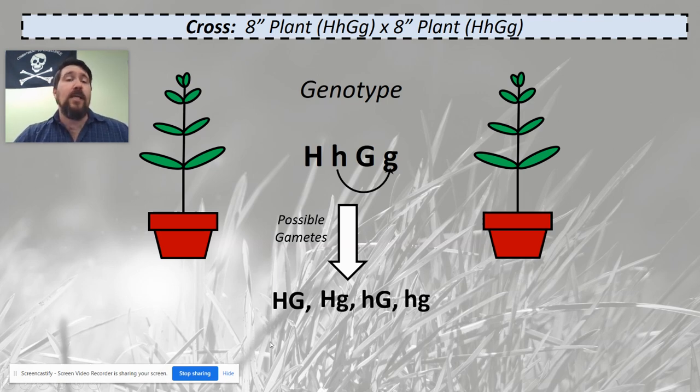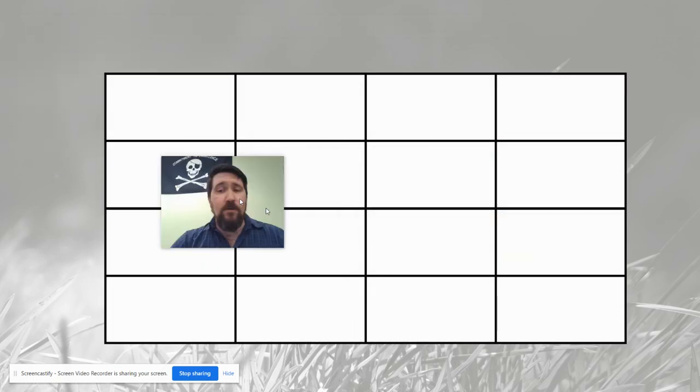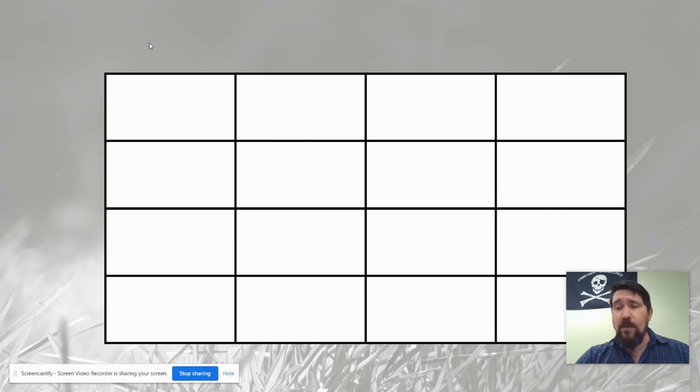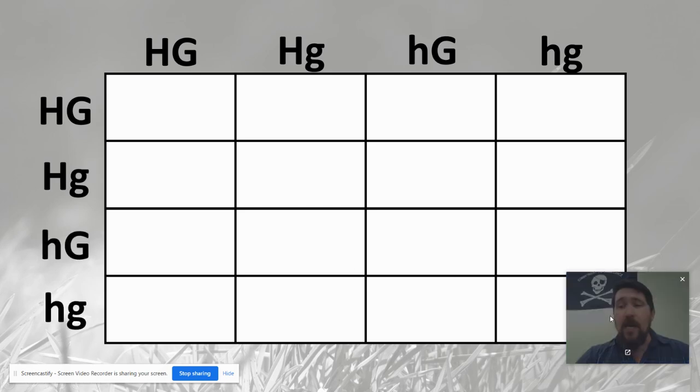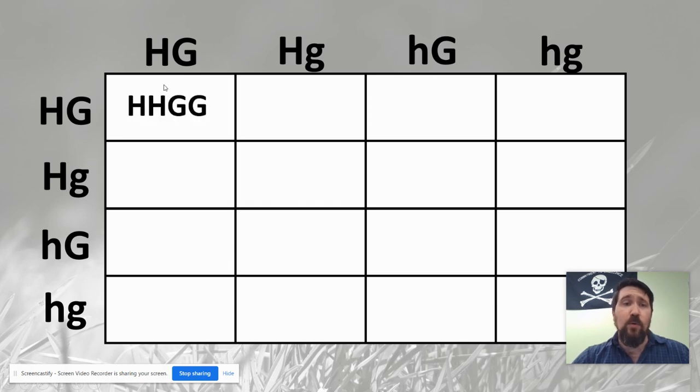Okay. Now let's populate our dihybrid cross with these guys and see what we get. So here is our dihybrid cross. We're going to put our pollen along the top, our gametes. Okay. And we'll take our ovules or our eggs from our plants and put them along the side here. And at this point, we should be pretty well versed at using Punnett squares, right? But this pollen fertilizes this ovule, making a big H, big H, big G, big G. So how tall? What would the phenotype for that plant with that genotype be?